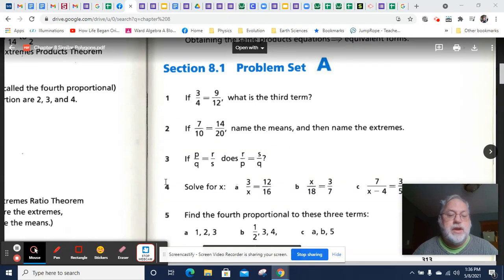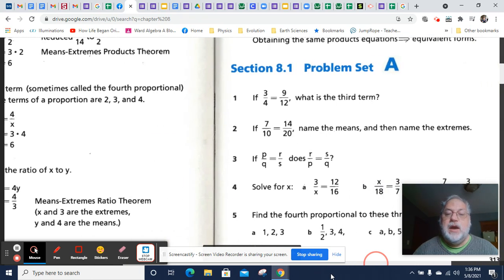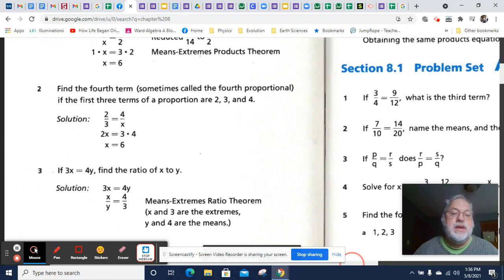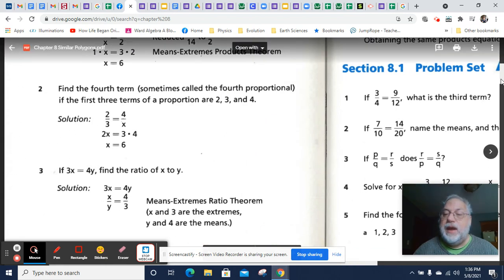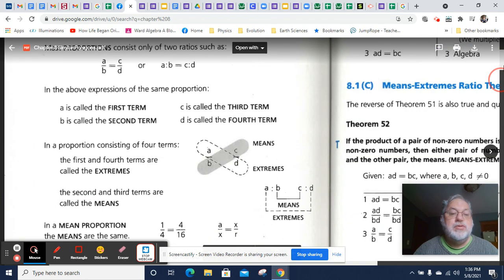Hi, this is Mr. Ward, and I'm going to do a video of some of the problems in 8.1, and I want to deal with number 1 first. So it asks, what is the third term? And you're like, what do you mean by that? Well, go back and take a look in the text, and it gives you a little explanation.